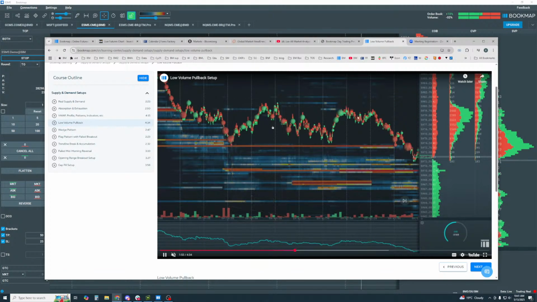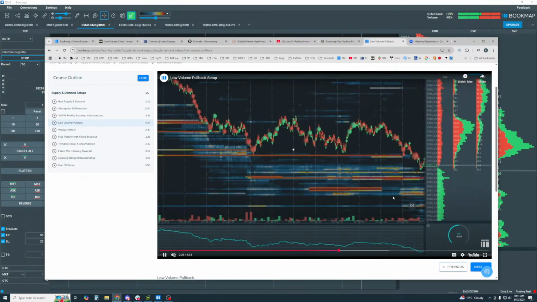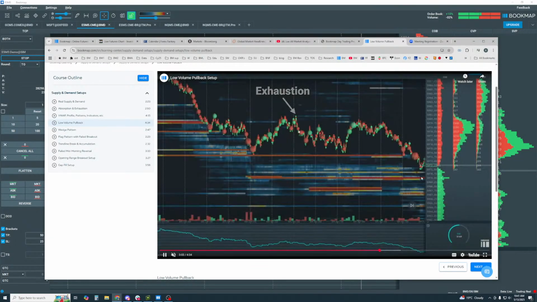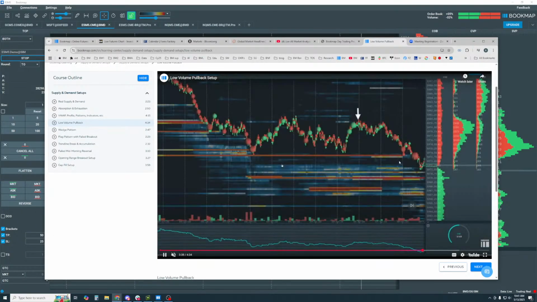Now notice how it chopped in here for a while as well. That's because we're not in the trending environment yet. Okay, it is a low volume pullback. We are accepting lower, and it chops here for a little bit. There's a lot of subtleties to this low volume pullback. This one's a little different, and where it really works nicely and with ease is in a trending environment.